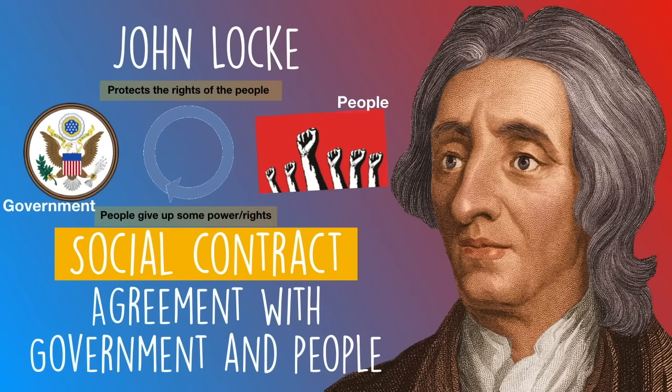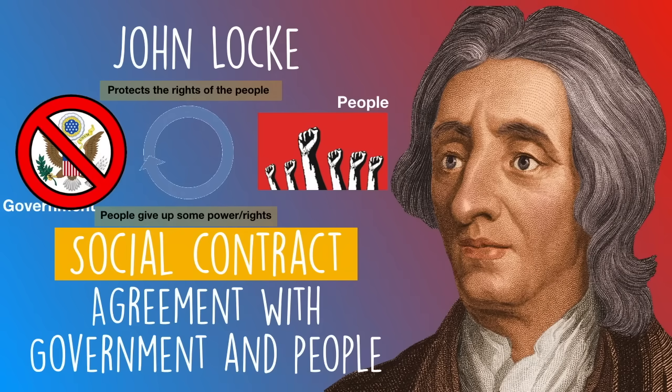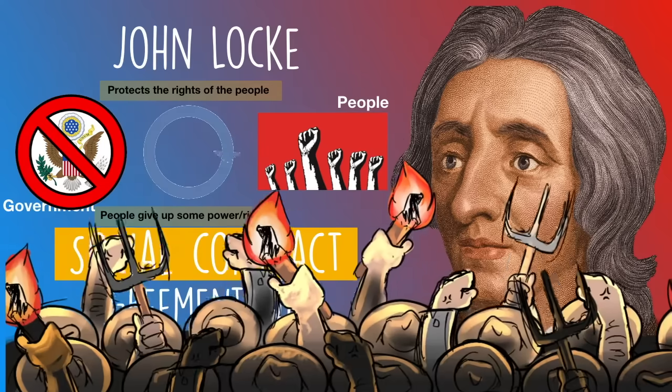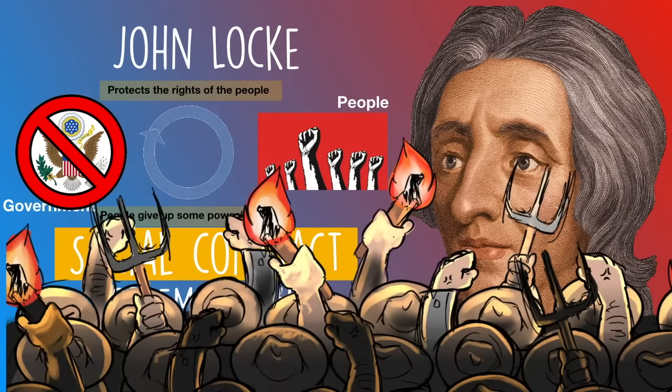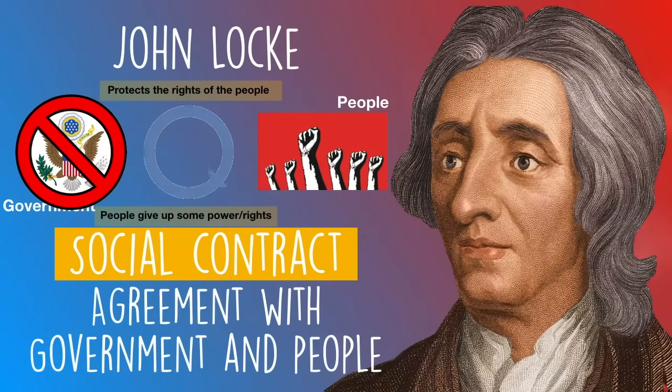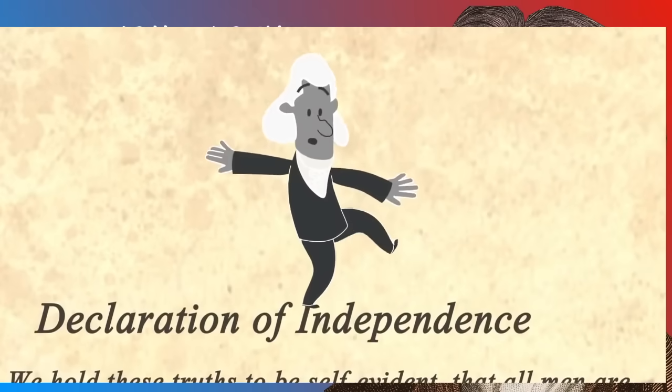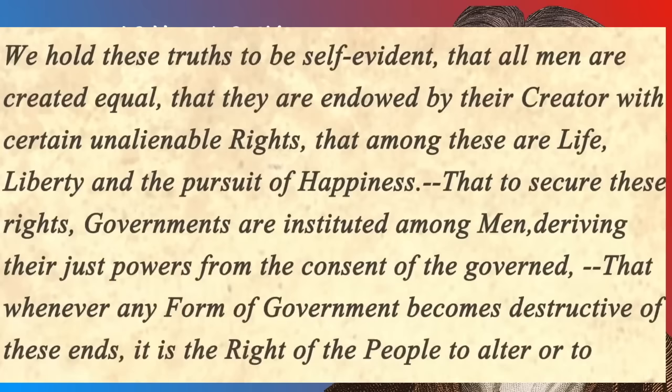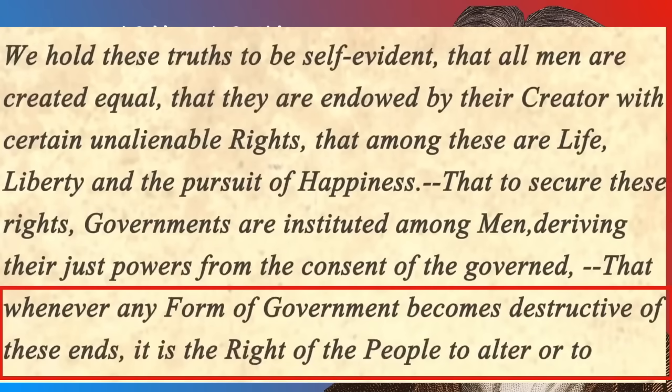Locke argues this is the main function of government, and if government is not protecting the life, liberty, and property of the people, then the people should rebel. The people should overthrow their government. Jefferson again feels these words describe exactly what's happening to the colonists and includes this idea in the Declaration of Independence, stating, "Whenever any form of government becomes destructive of these ends, it is the right of the people to alter or abolish the government."